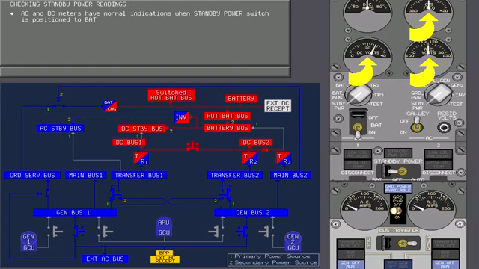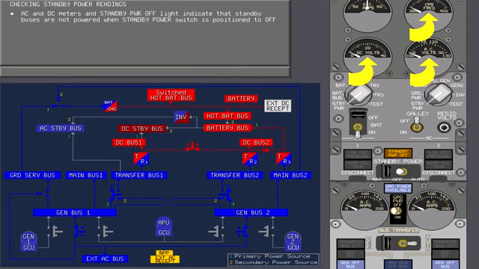Now move the standby power switch to the off position. Touch the standby power switch. The readings on the AC and DC meters indicate that the standby buses are not powered when the standby power switch is positioned to off, as does the standby power off light.